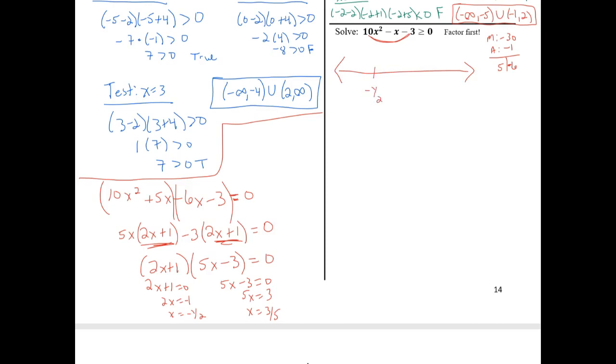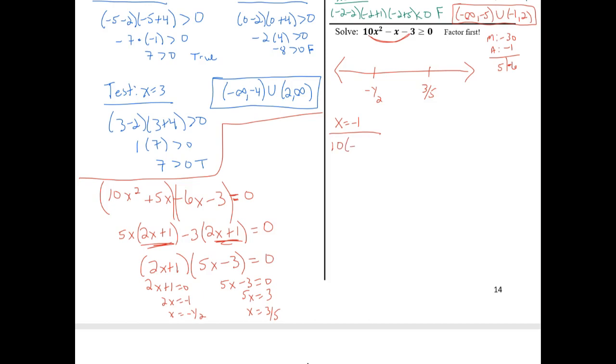Negative 1/2 and a positive 3/5. Now just because we found fractions here, we can still pick whole numbers to test. We don't have to pick fractions just because our critical points were fractions. So now, something less than negative 1/2, I'm going to pick negative 1. Right? Negative 1 is further left on the number line than negative 1/2.